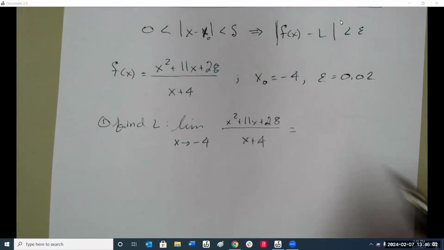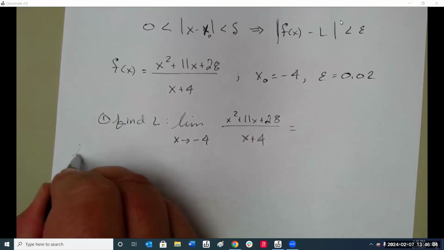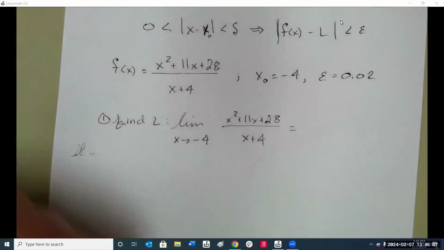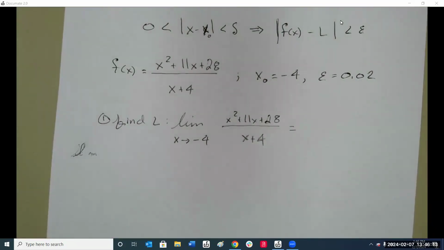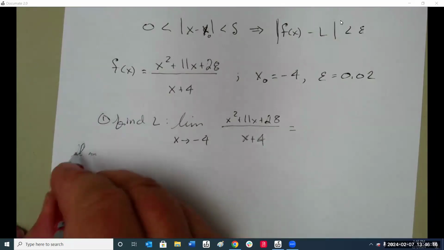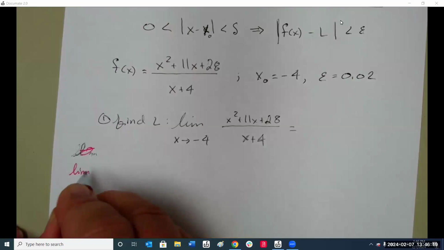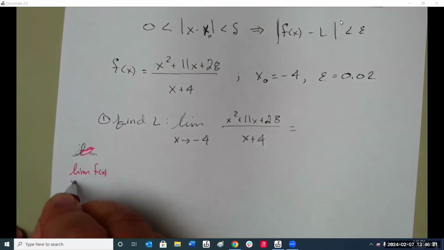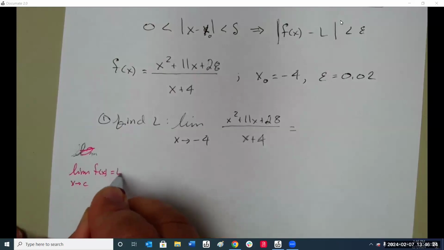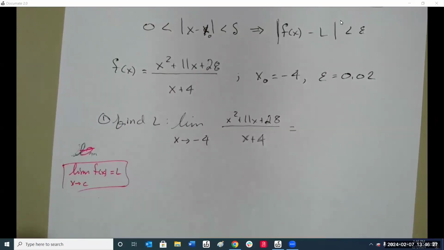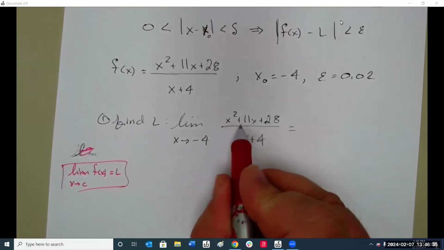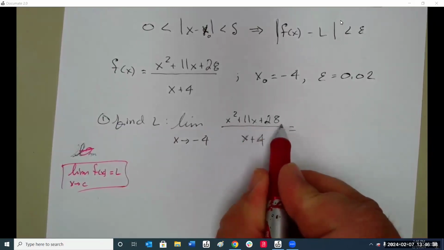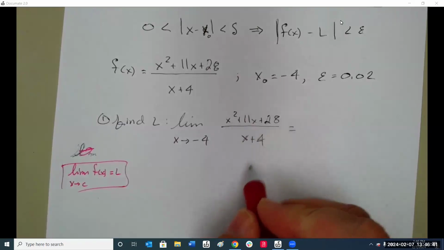So this equals our limit. This is the function we're using. The limit of f of x as x approaches some number c equals L. That's the formula we're using here. All right, if we plug in -4 inside this, 16 minus 44 plus 28, that's 0 over 0.